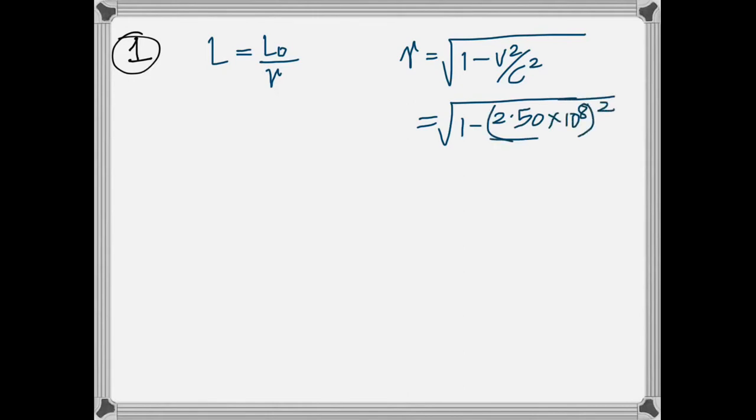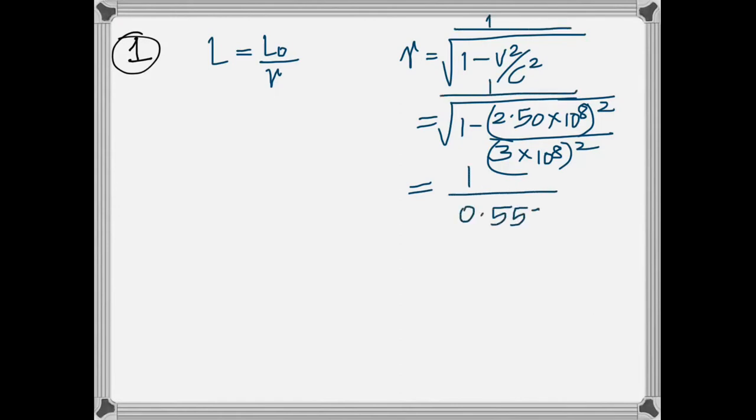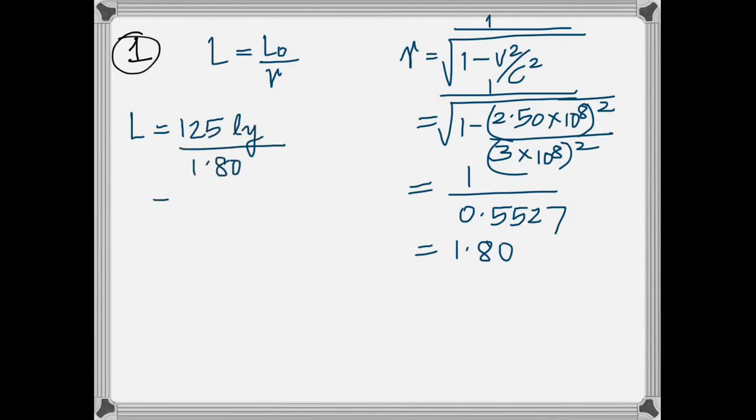So first find gamma. I'm going to correct that to 1 by square root 1 minus v squared by c squared. And you get 1.8. Remember that gamma is always going to be greater than or equal to 1. So once you get gamma, plug it back into that and you get 69 light years is what you're going to measure. Because you're traveling at that high speed, the length seems to have contracted.